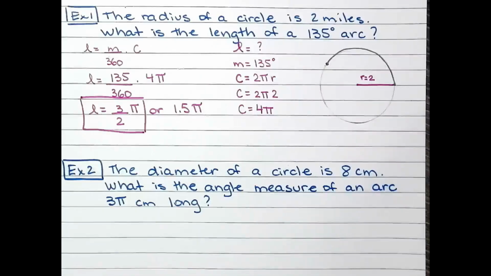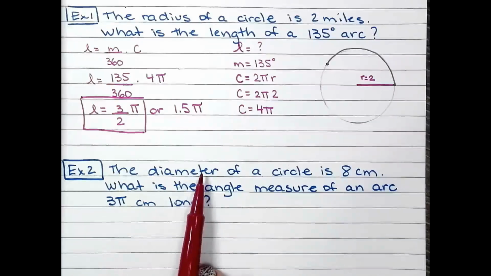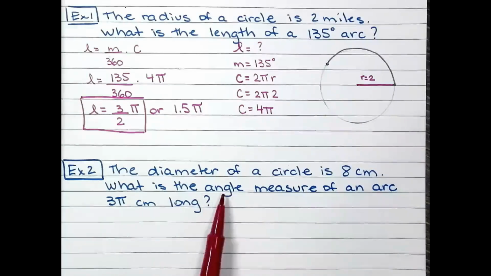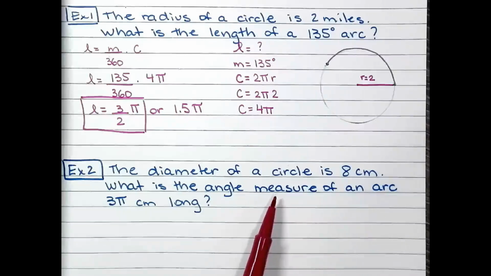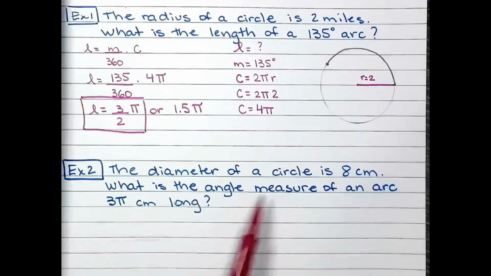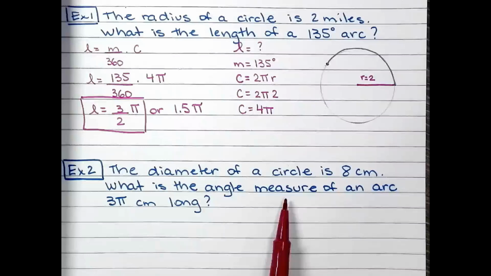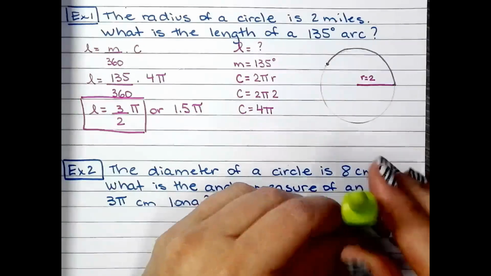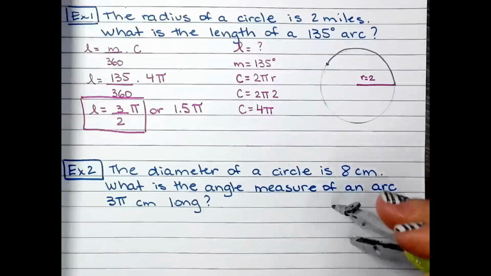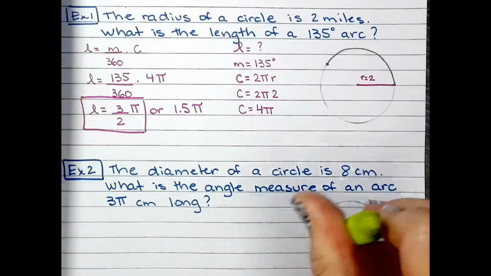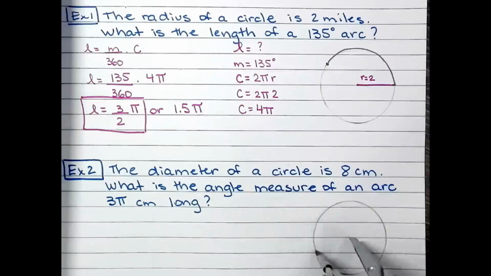Now, example 2, we have the diameter. And what is the angle measure? So we're not looking for L anymore. On example 2, we're looking for M. Like you would predict, I want to sketch my circle over here and see what all we have.